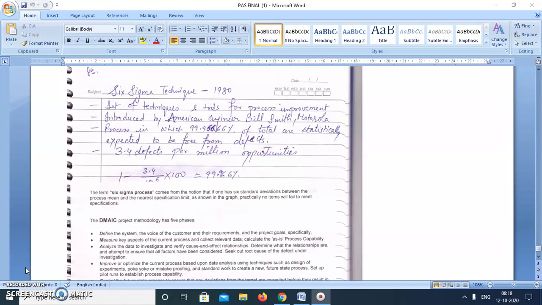Earlier we have also done control charts, which were all about 3 sigma. Now we are taking the specification limits of the product equal to plus minus 6 sigma. So what is the difference between control charts and Six Sigma? Control charts were given by Shewhart in the 1920s, and Six Sigma was given by Bill Smith at Motorola in the 1980s.